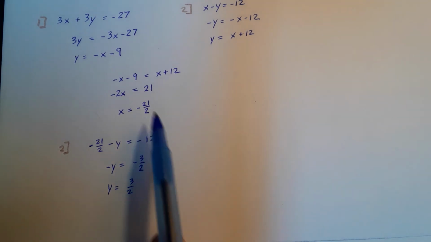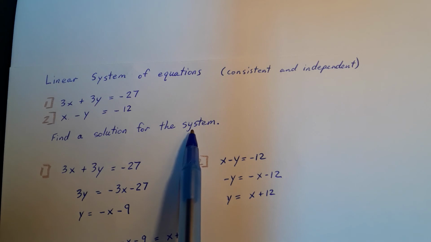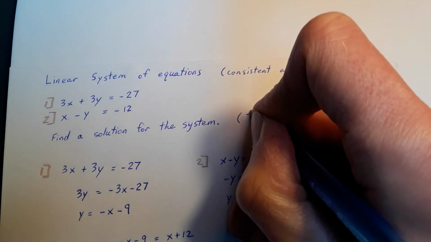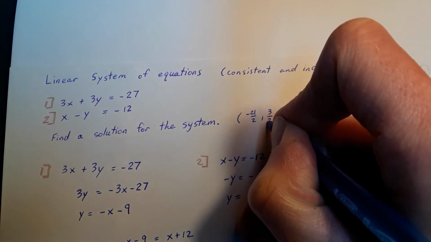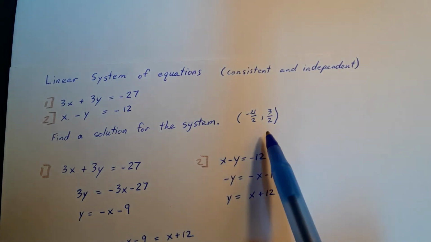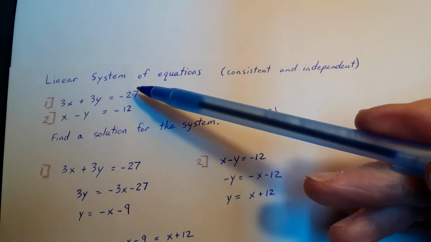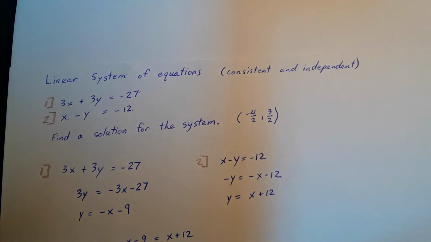So now I've found an x and a y. So the solution to the system is the point (-21/2, 3/2). This is my x and y coordinate, and geometrically what this means is that this line and this line, when graphed on the same Cartesian coordinate plane, will intersect at this point, and that's the only intersection point that you will see.